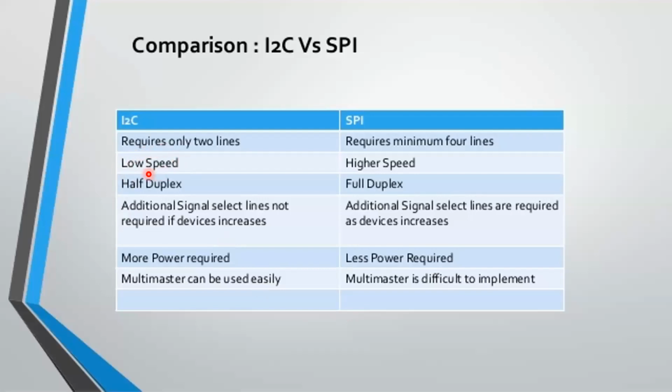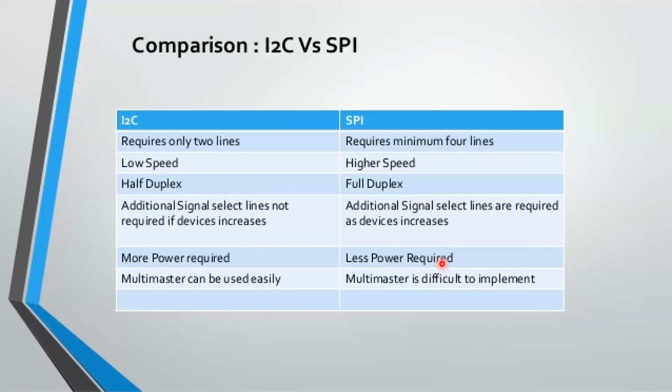And I square C is what? Low speed protocol. And this is a high speed protocol. Additional signal lines are not required if devices increase in I square C, but in SPI I need an additional slave select line. I want to select slave device one, slave device two, so I need a separate select line for the devices. I square C doesn't require it. More power is required, less power is required. And multi-master: two masters can be enabled in I square C, but in SPI multi-master is difficult to implement.